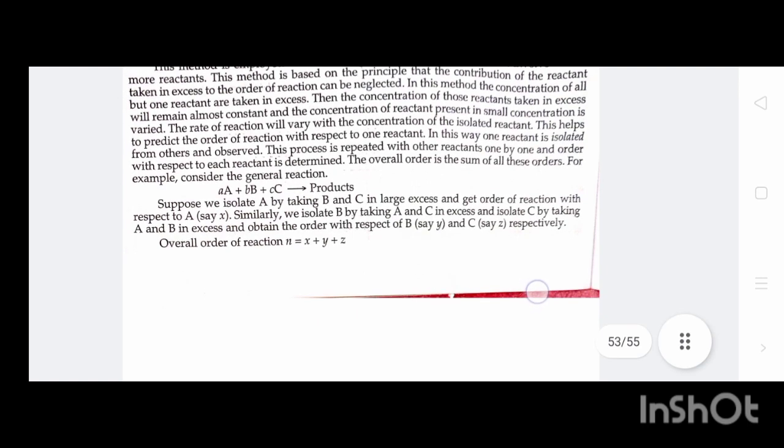This method is employed in determining the order of reaction which involves two or more reactants. This method is based on the principle that the contribution of the reactant taken in excess to the order of reaction can be neglected. In this method, the concentration of all but one reactant are taken in excess. Then the concentration of those reactants taken in excess will remain almost constant, and the concentration of the reactant present in small concentration is varied. The rate of reaction will vary with the concentration of the isolated reactant. This helps to predict the order of reaction with respect to one reactant.